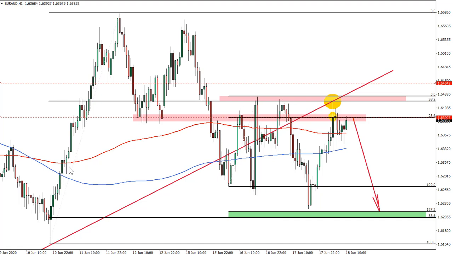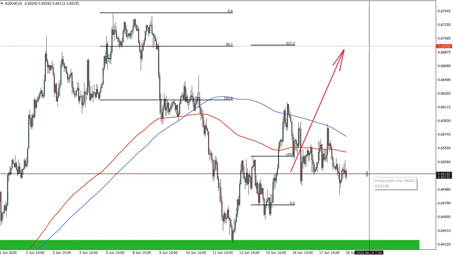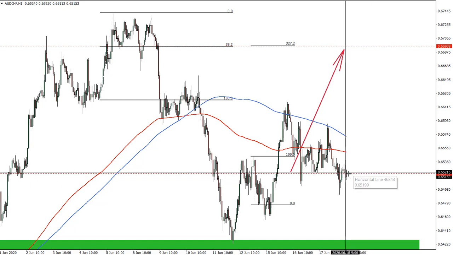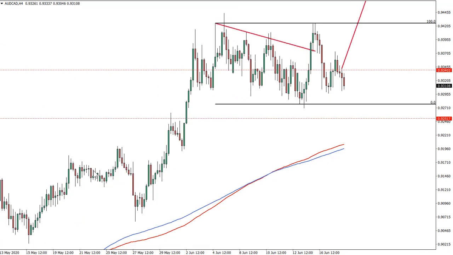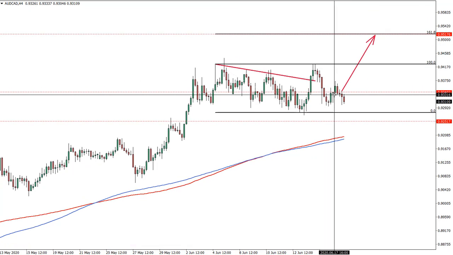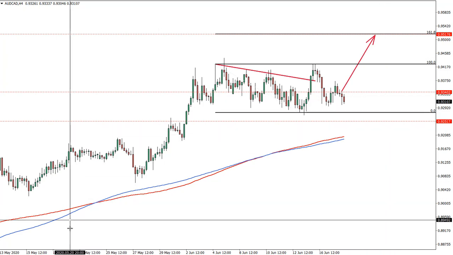So what we have, previous ideas, let's go through quickly. Australian versus Swiss franc, the idea is valid. It's just below the entry point, slightly below, but I expect this to continue the uptrend. Australian Canadian dollar also below the entry, but also expecting a move to happen today.